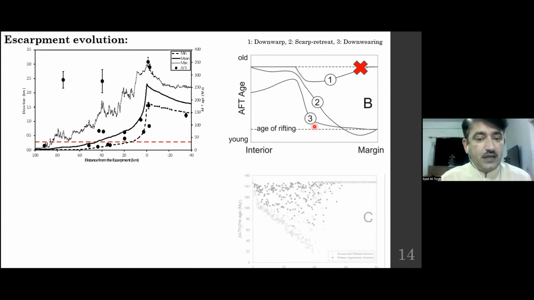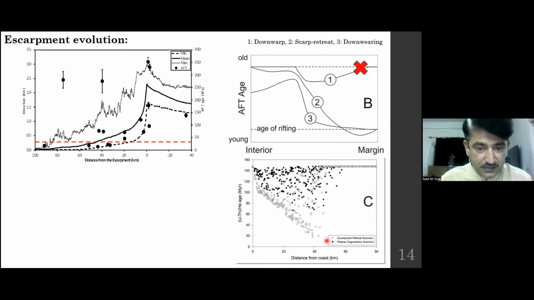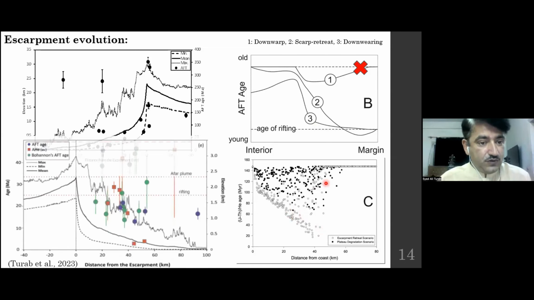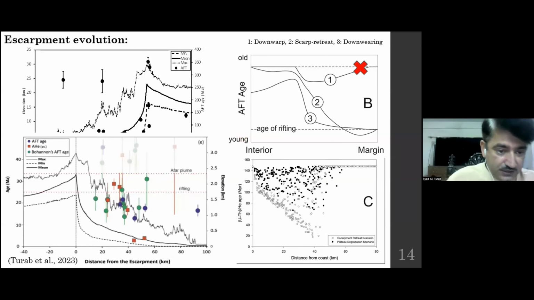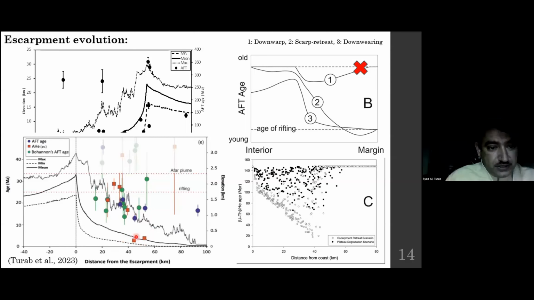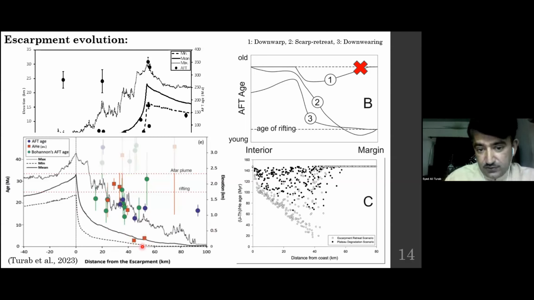So we take help from the apatite helium data. As I already mentioned, the key here is the location of the youngest samples. So when we plot our data in this figure, the red squares are the apatite helium data. The location of these two samples, which show the youngest apatite helium ages, is roughly halfway between the coast and the escarpment. Thus, it supports the downwearing model of scarp retreat.